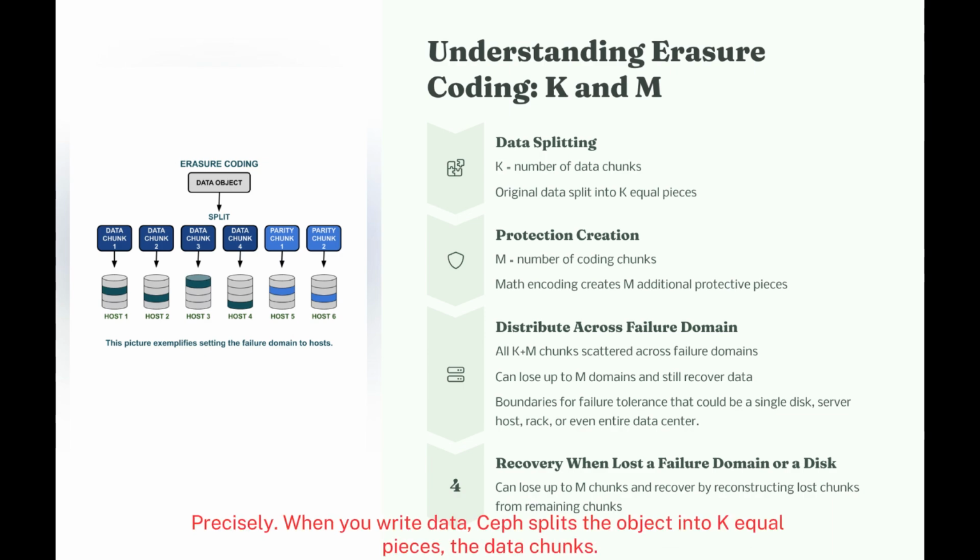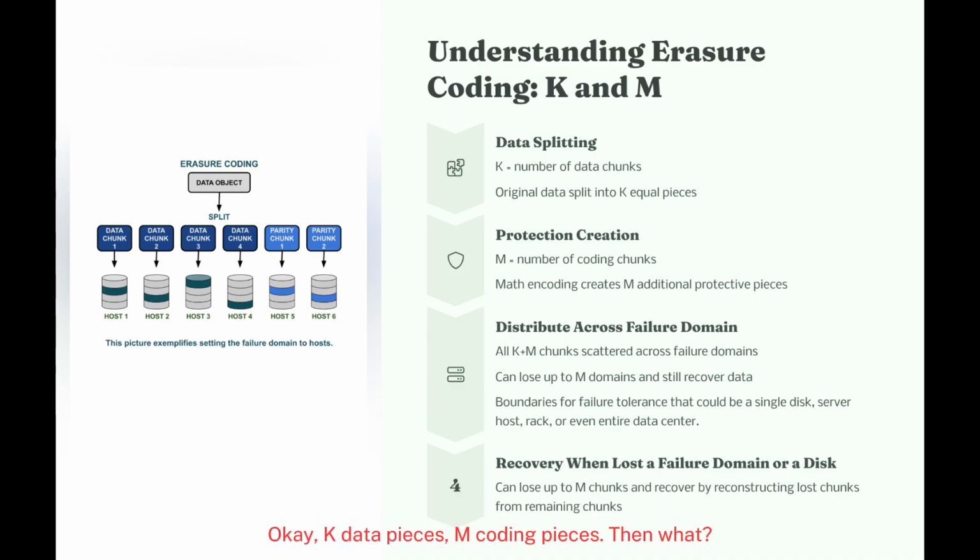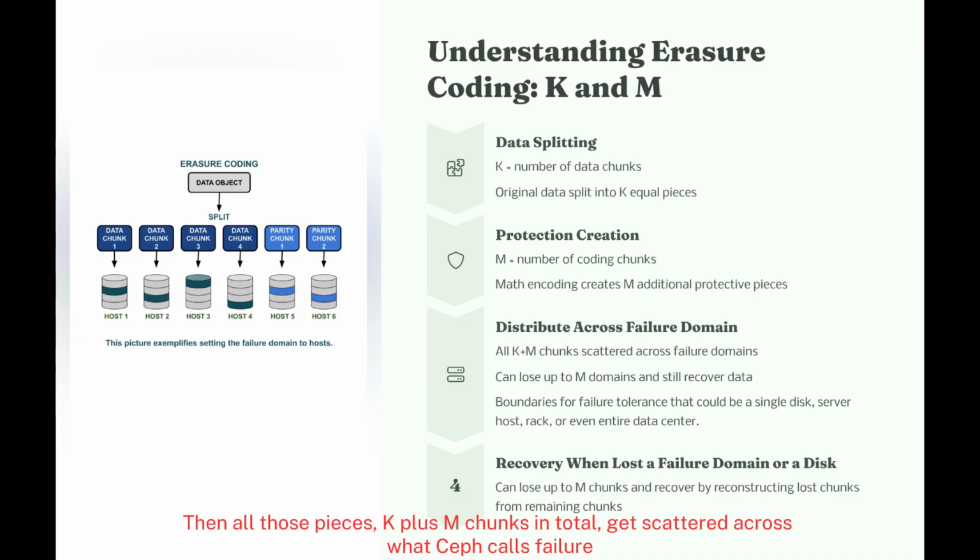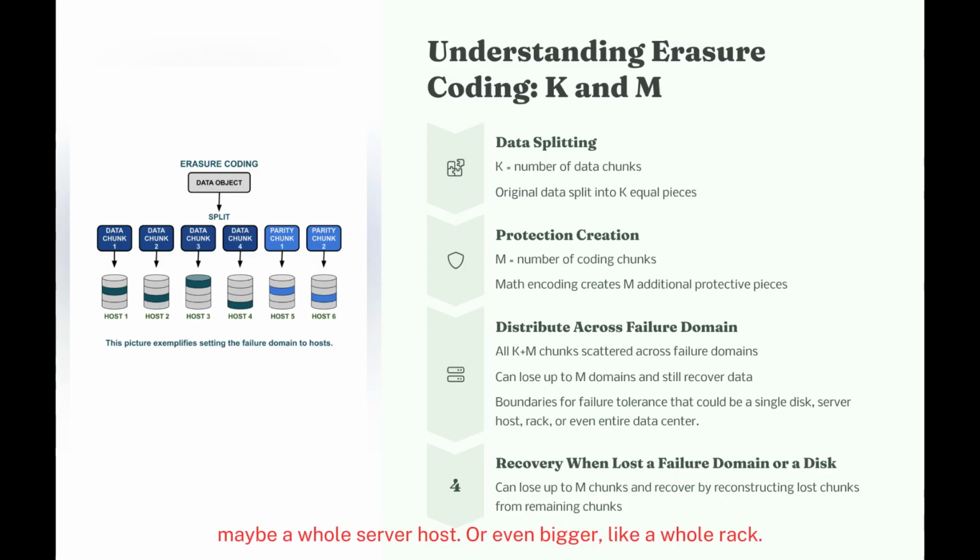Precisely. When you write data, Ceph splits the object into K equal pieces, the data chunks. Then it uses math encoding to create M additional coding chunks from those data chunks. Okay, K data pieces, M coding pieces. Then what? Then all those pieces, K plus M chunks in total, get scattered across what Ceph calls failure domains. Think of a failure domain as a boundary for failure tolerance. It could be a single disk, maybe a whole server host. Or even bigger, like a whole rack.